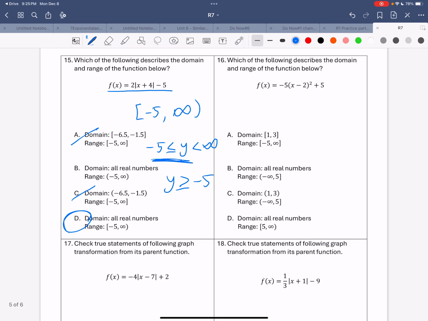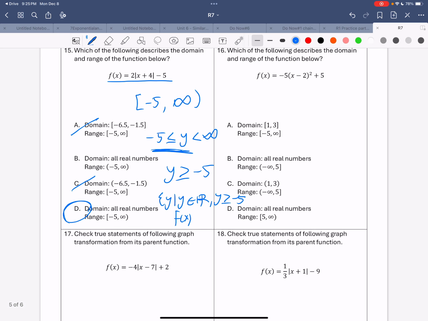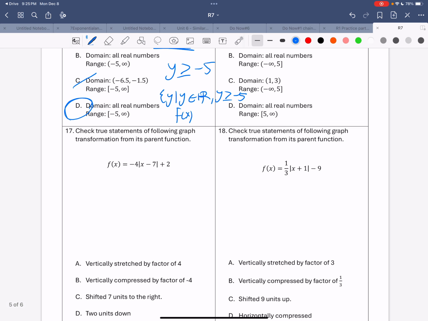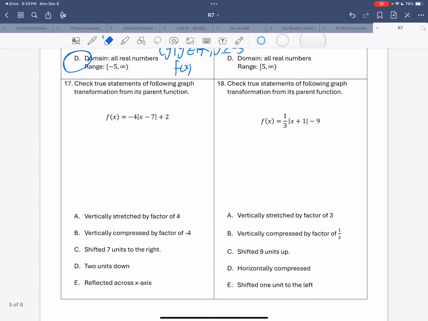And of course, you can write y is an element of the real numbers, comma, y is greater than or equal to negative 5. And instead of y, you can actually put f of x as well. All right, so that's it. Pause the video, try question number 16 by yourself, you know what I mean.